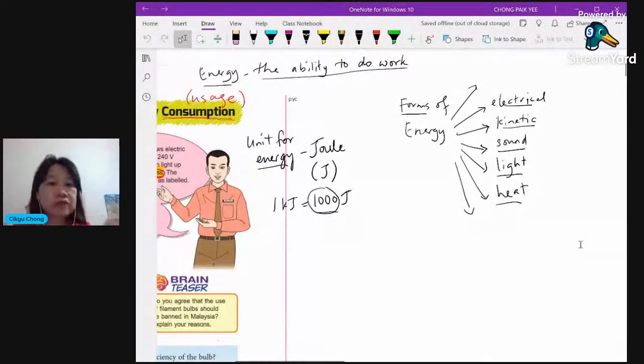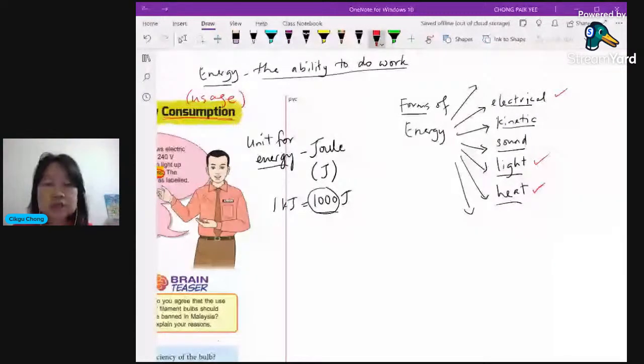So if I switch on the bulb, I'm giving electrical energy to the bulb. What the bulb does is convert the energy into light, because when you switch on the bulb it gives you light. The electrical energy can be converted into light and also into heat, because a bulb will give you heat as well. Different types will give you different amounts of heat. Some bulbs are hotter, some bulbs are not so hot.